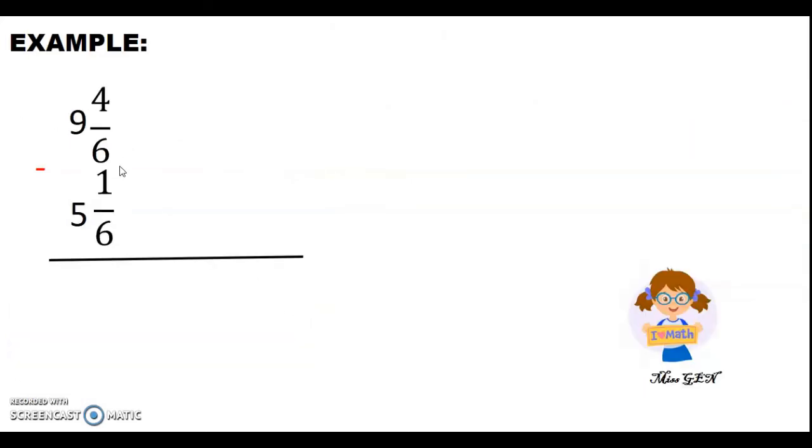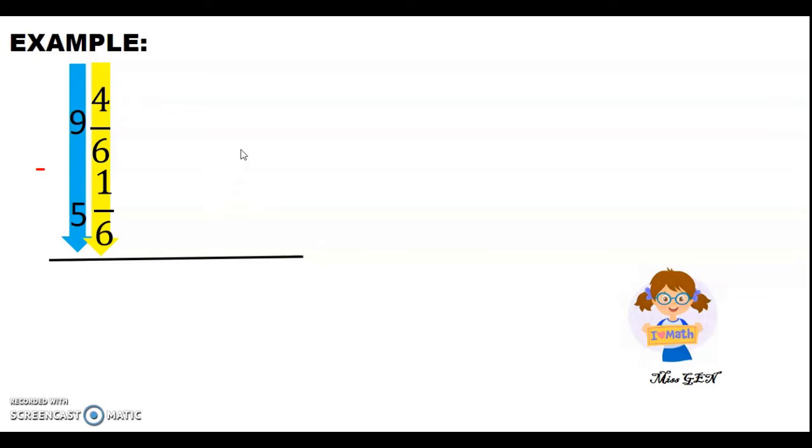Suppose we have 9 and 4 over 6 minus 5 and 1 over 6. I'm using the stack form method here because it is organized and easy. Here, the numerator in our first fraction is bigger than the numerator of the second fraction, so we don't have any problem with that. Let's also check our denominators, and we have a common denominator of 6, so it's okay. Next, our whole numbers. The first whole number is bigger than the second whole number, so we don't have any problem with it.